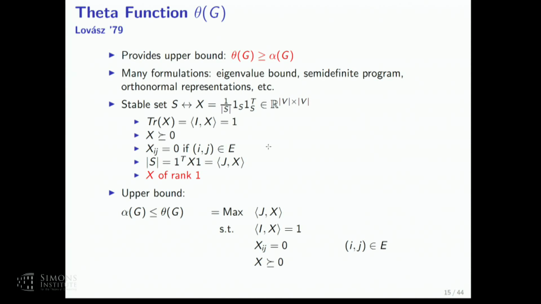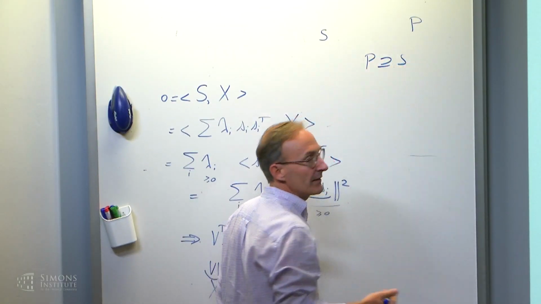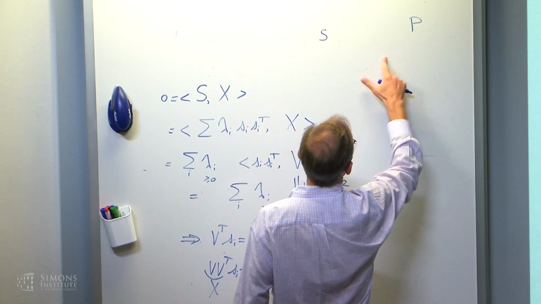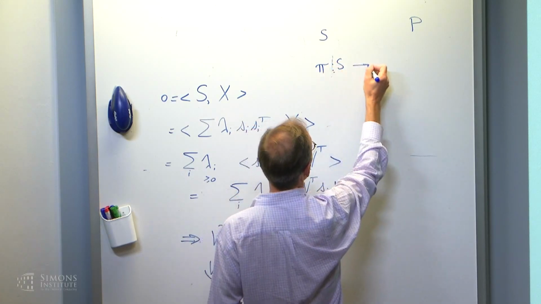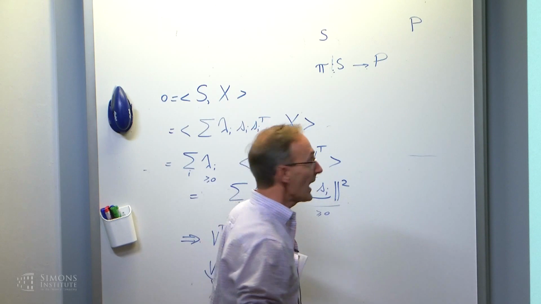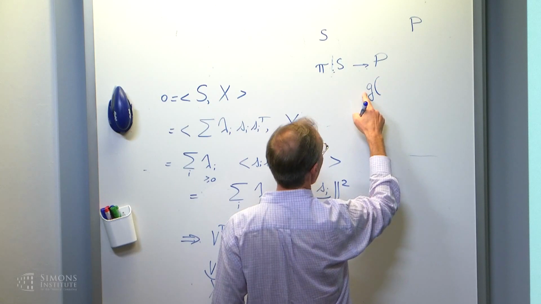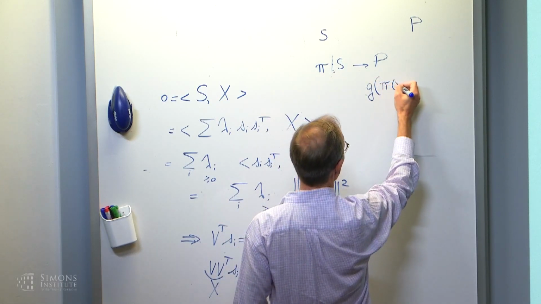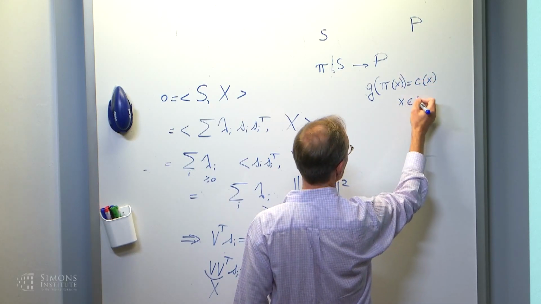When I told you initially that you look at the relaxation, you optimize over S and you optimize over P, and I said you'd like P to contain S. In fact, what you really want is a map from S to P, and then you'd like to make sure that if I evaluate the value of pi of x, this is C of x for any x in S.